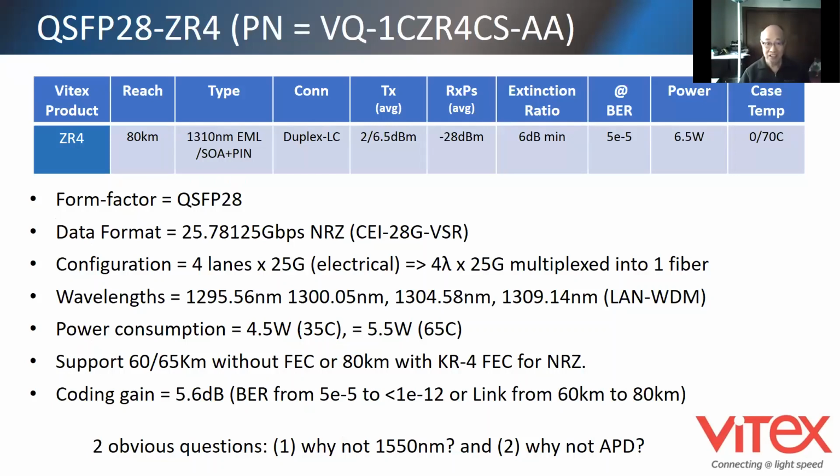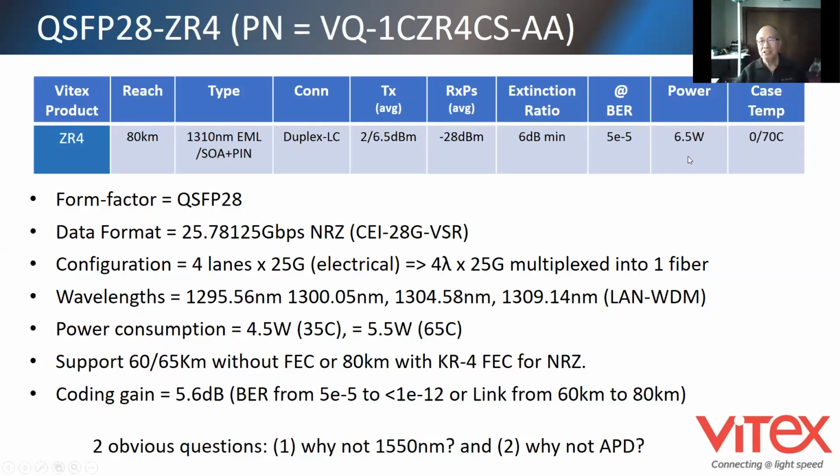The data rate is 25 gigabits per second NRZ. Keep in mind that's NRZ, right? It's not PAM4. The configuration is 4 links of 25G, translated to 4 wavelengths at 25G each, and then multiplexed together into a single fiber. The wavelengths are LAN WDM, as I have shown here.